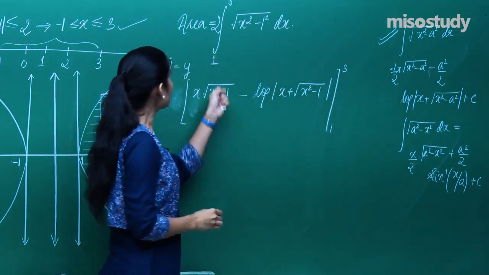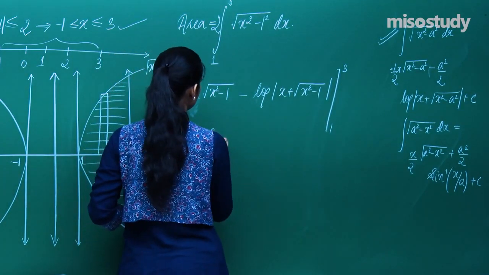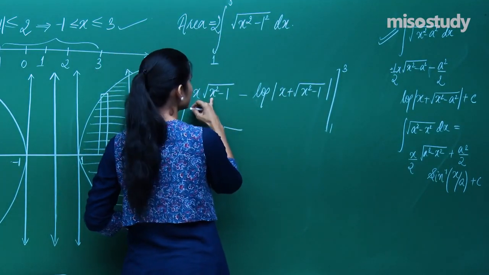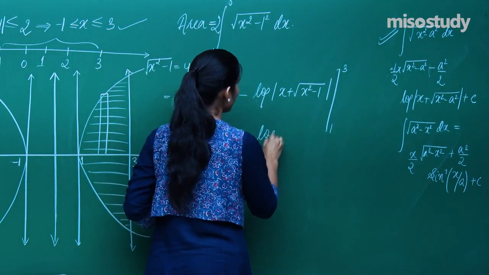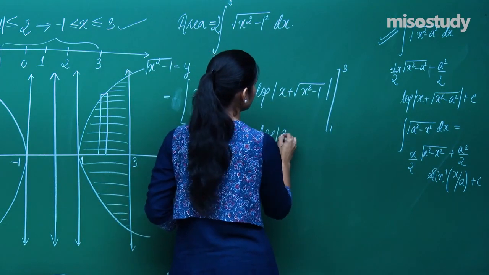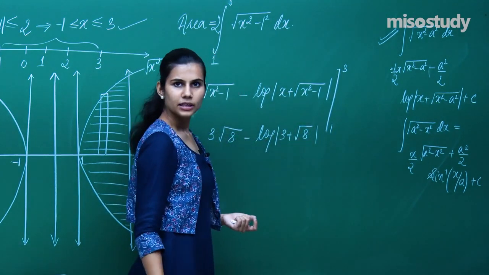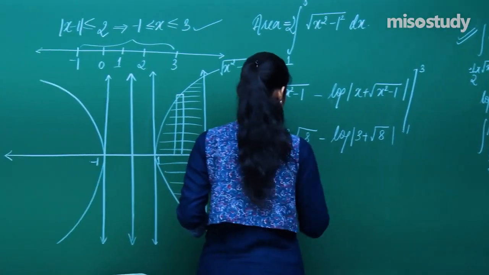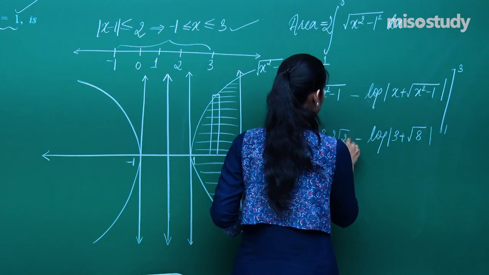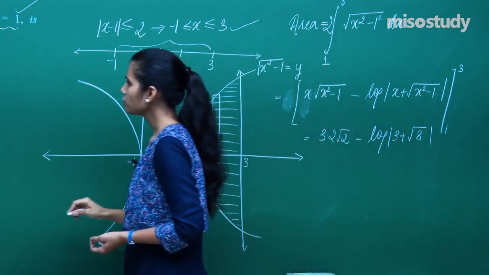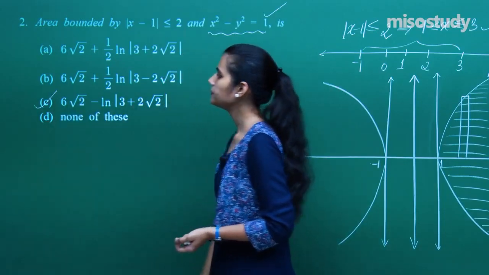There was a 1 by 2 common, there was a 2 here, so that got cancelled out. Now you are left with 3 under root 3 square is 9, 9 minus 1 is 8, so under root 8, minus log of 3 plus root 8. Right? This is actually 2 root 2. So your answer is 6 root 2 minus ln of 3 plus root 8 or 2 root 2.